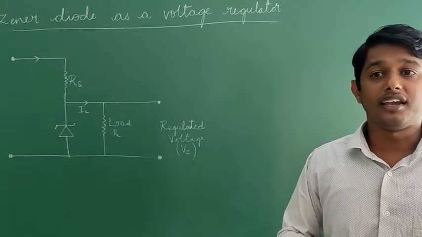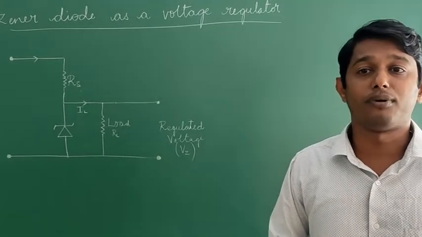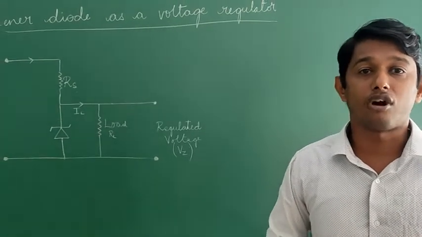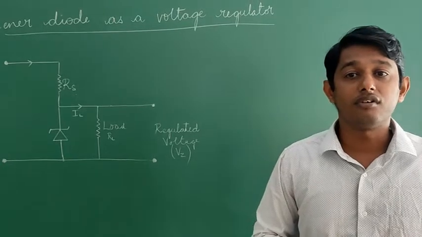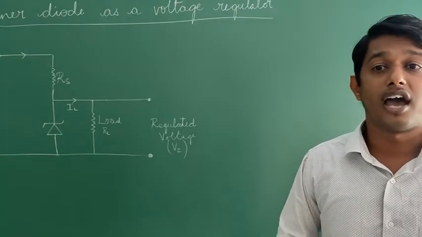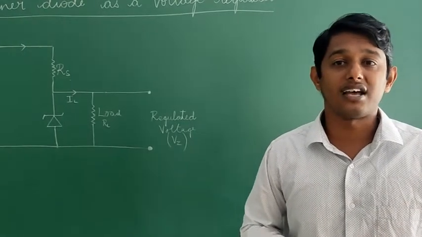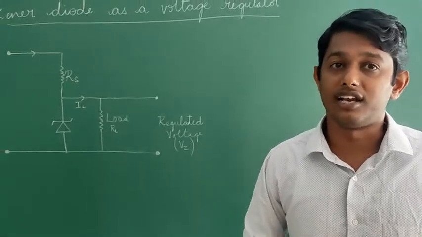Thus, any increase or decrease in the input voltage results in an increase or decrease in voltage drop across RS without any change in voltage across the Zener Diode. Thus, Zener Diode acts as a voltage regulator.